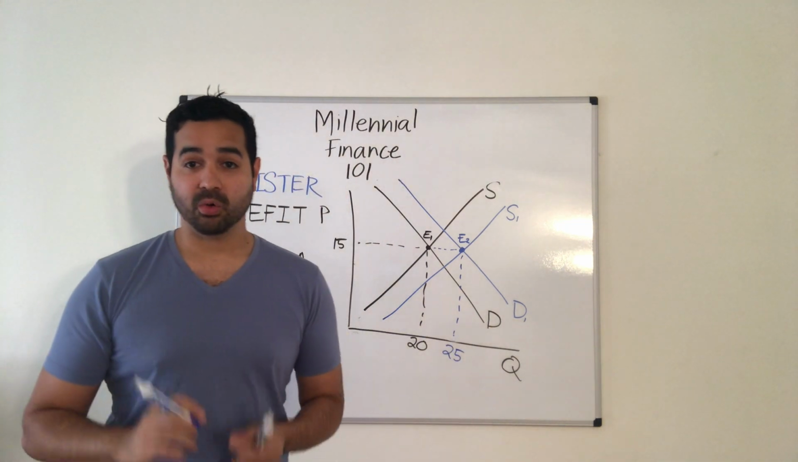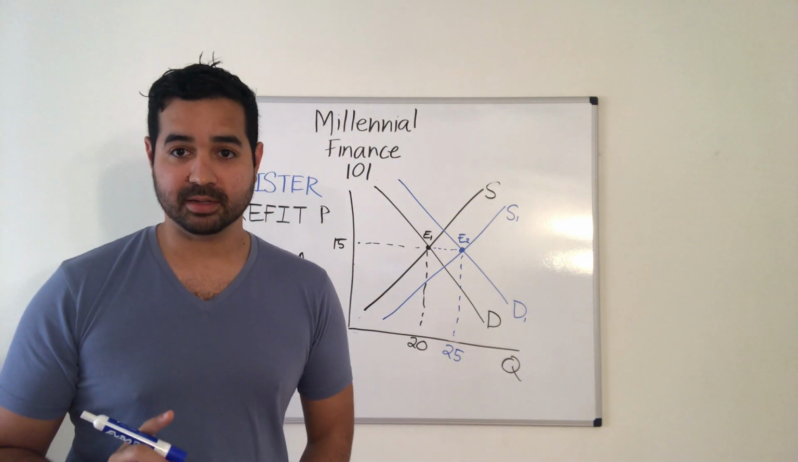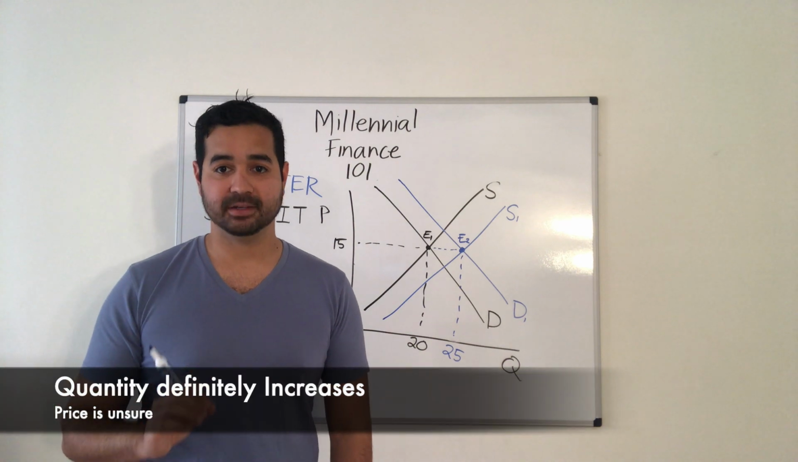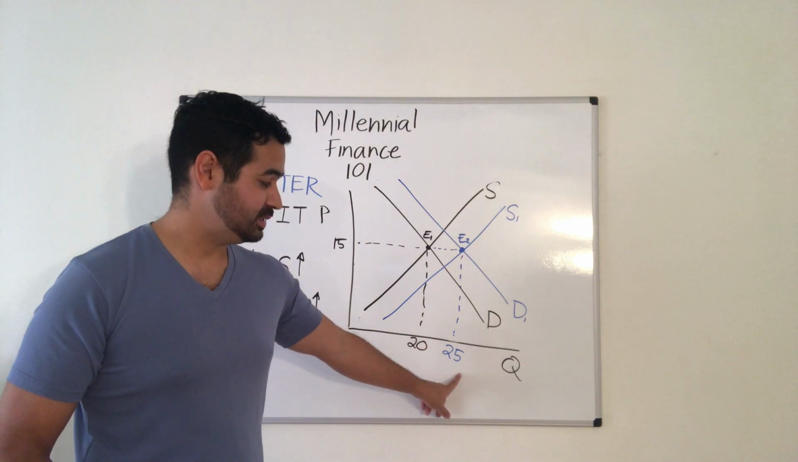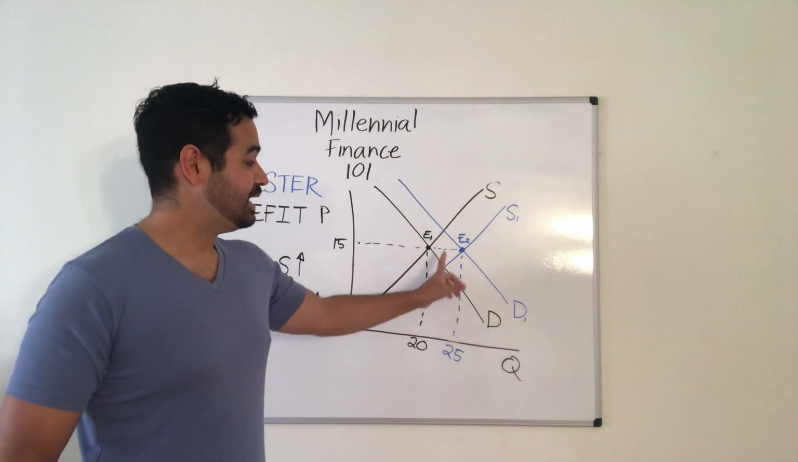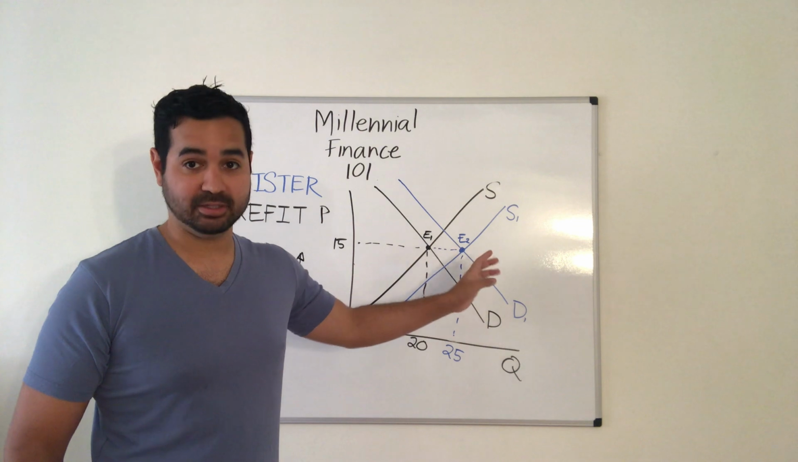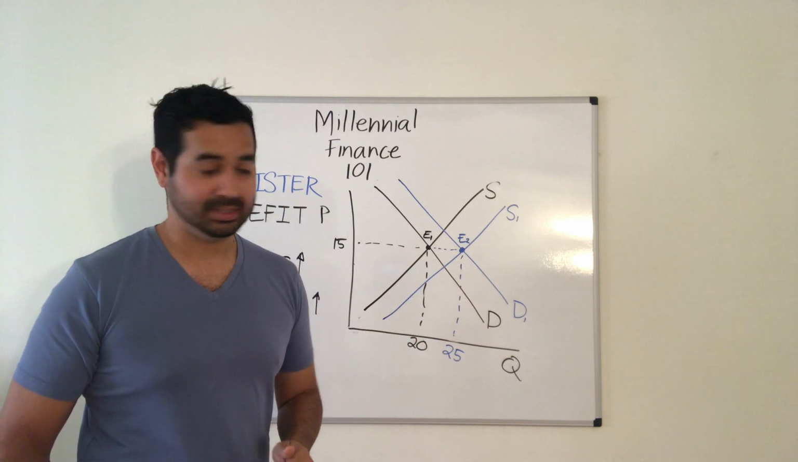Now, I'm just going to give you the answer: the only conclusion we can make about price and quantity is that quantity will definitely increase. Why can we only say that about quantity and not price? Either way you spin the direction or magnitude of the shifts, it always will result in a bigger quantity.